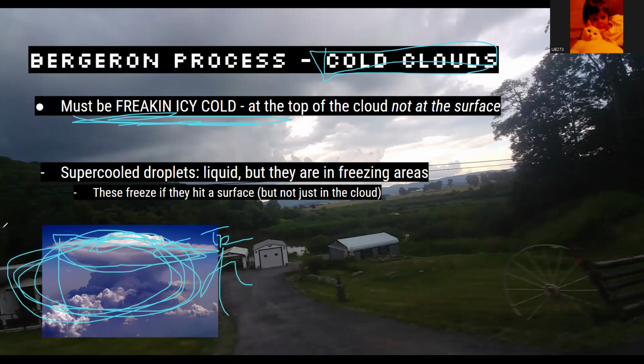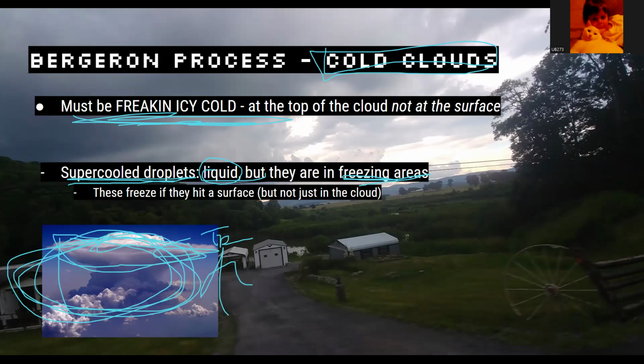But that tells us, I think something's going to happen. I think we're going to get some weather right here that's of interest. We have something called supercooled droplets, and it's what you would think. They are in freezing areas, but they're still a liquid. So you might think, how is that possible? Well, it only freezes if it hits the surface. So when it's just in the cloud, it doesn't freeze. So that's how these are able to be liquid.